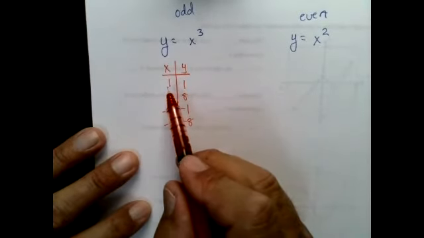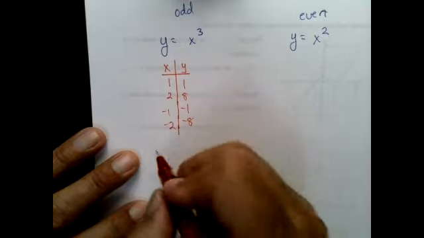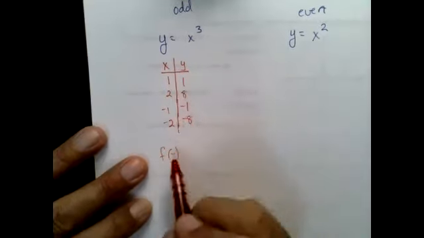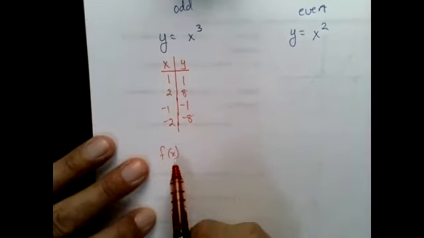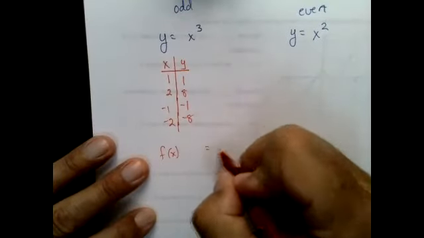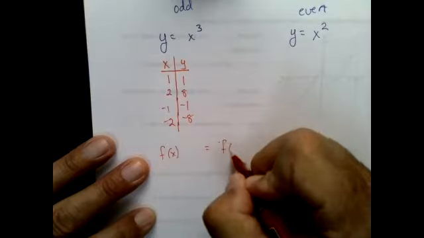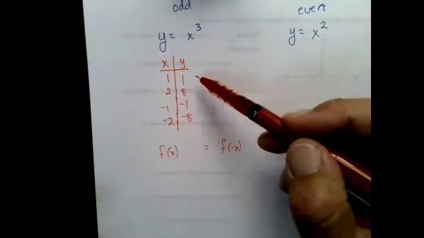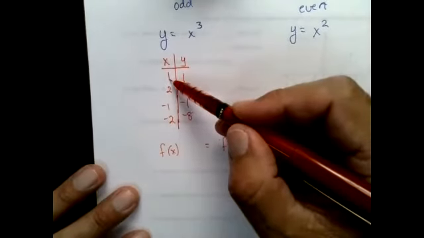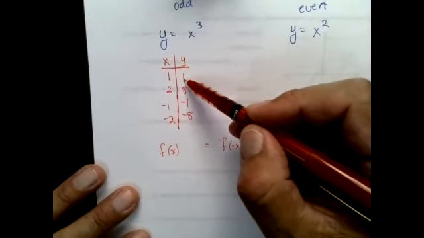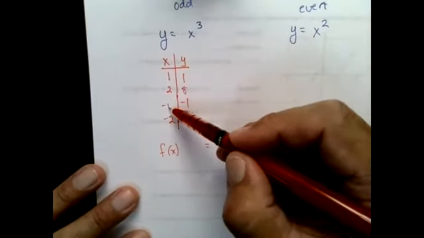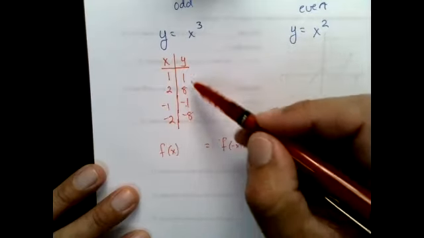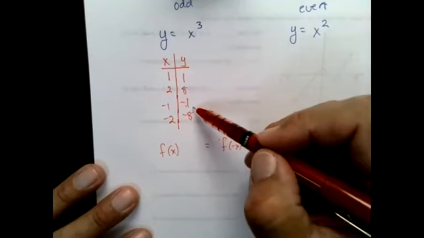If I take an x and plug it in, any x, into my function, but then if I take -x and plug it into the function, how are the y values related? So if I took 1 and cubed it, I got 1. If I take -1 and I cube it, I get -1. How are these y values related? Opposites.